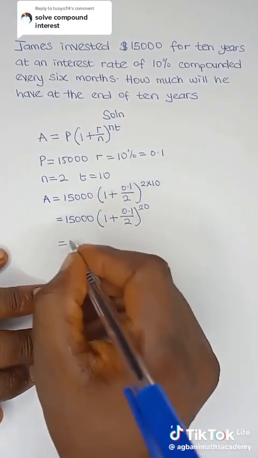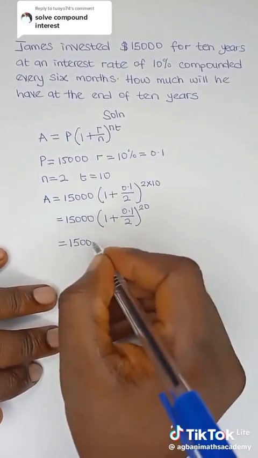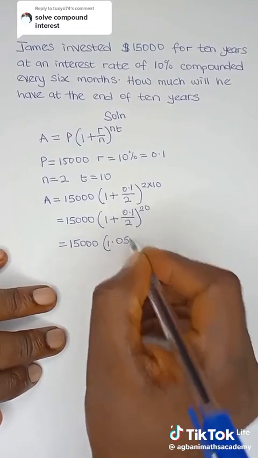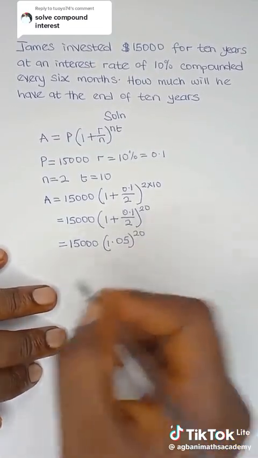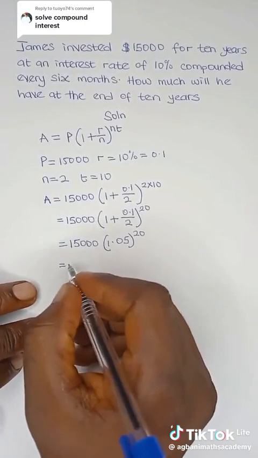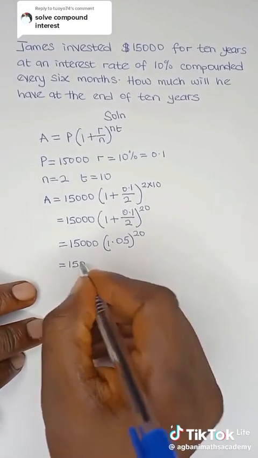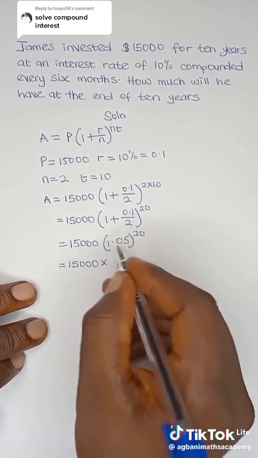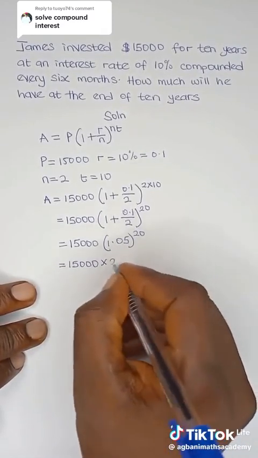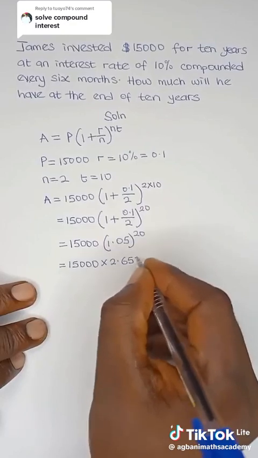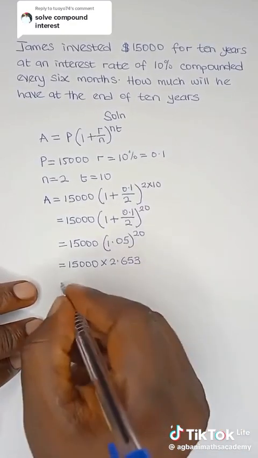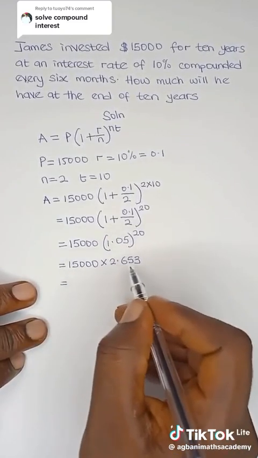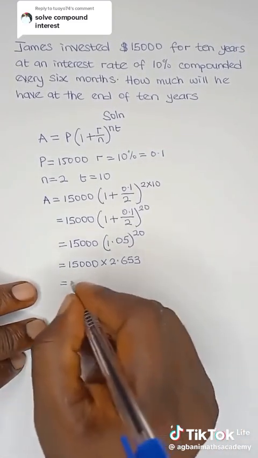So we have 15,000 into 1.05 raised to power 20. So 1.05 raised to power 20, we're going to have 2.653. Okay, so 15,000 multiplied by 1.05 raised to power 20 is going to give us 2.653 for the bracket.